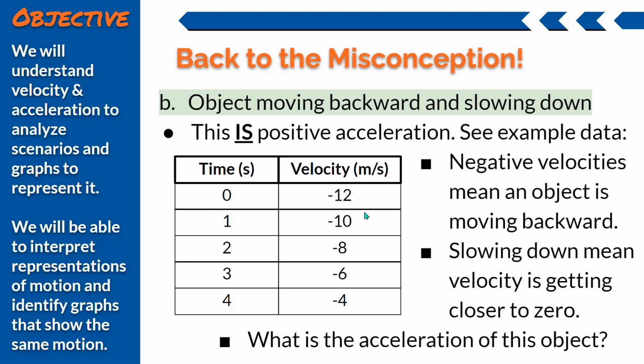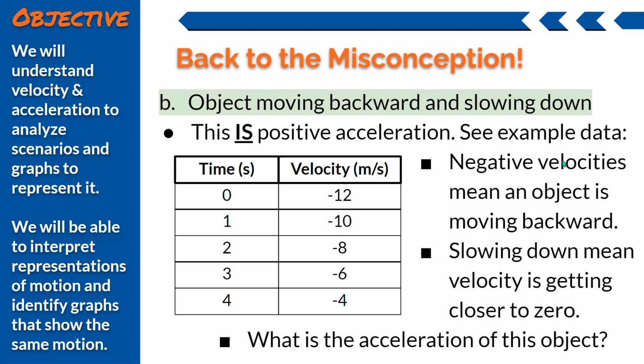Negative 12, negative 10, negative 8, negative 6, negative 4. That's just an example. But what is my change in velocity each second? What is it? Positive 2. That's positive acceleration. So that's what the question asked. So moving backwards, slowing down is positive acceleration.